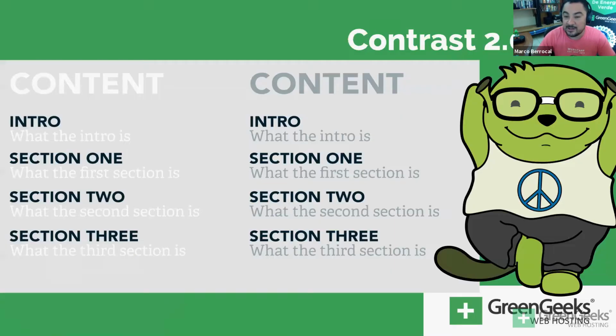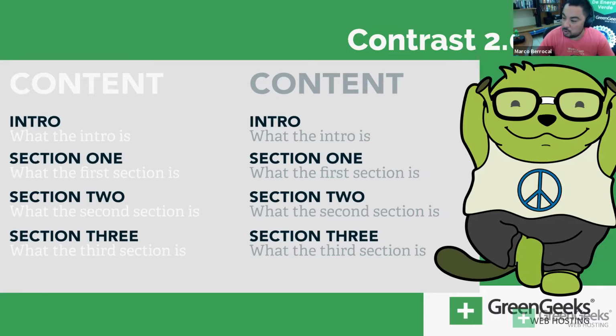The second thing is going back to contrast 2.0. Make sure there's sufficient contrast with both your text and your background. Reading this again, one is harder to read than the other. The one on the left is harder to read because the background is too light, and the type is too light as well. Whereas the one on the right is a little bit better.